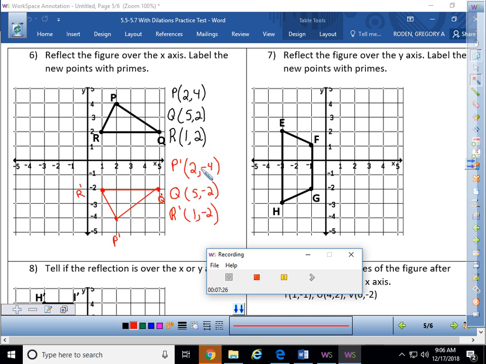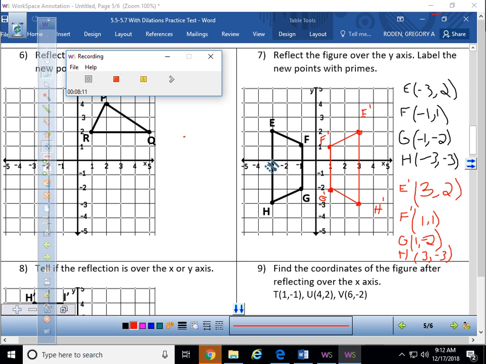Well, we keep the x values, so I kept 2, 5, and 1 just the same, and then I just switched the signs on the y values. That's the rule for reflecting over the x-axis. So when I do that and keep the first x values the same, switch the y's, it just simply flips that triangle down into the fourth quadrant.